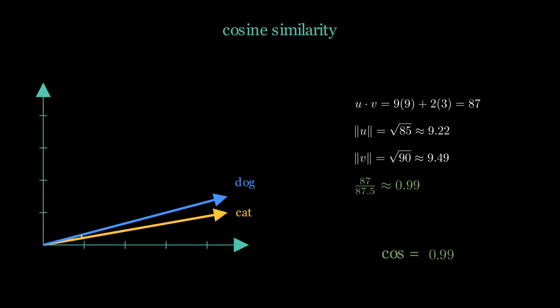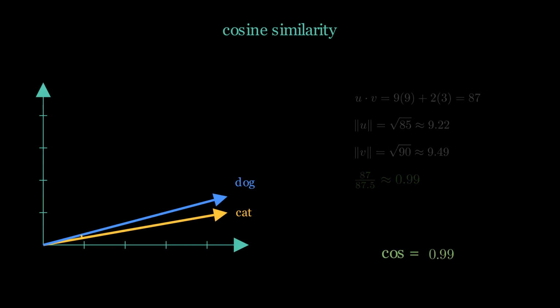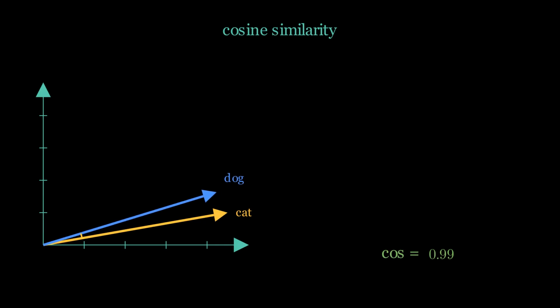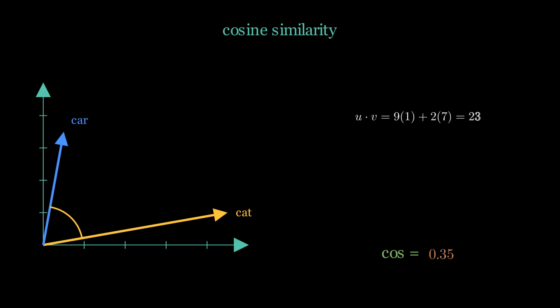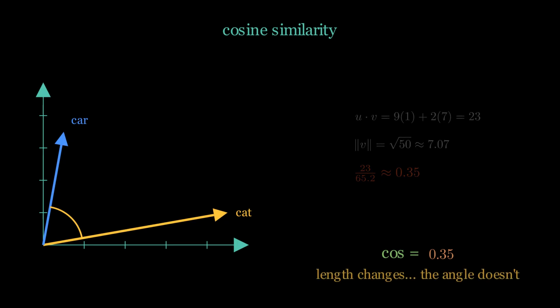Almost perfectly aligned. Now cat against car at (1, 7). Dot product: 9 plus 14, 23. Divide by the lengths: 0.35. Same calculation, wildly different answer. And why the angle rather than the distance?